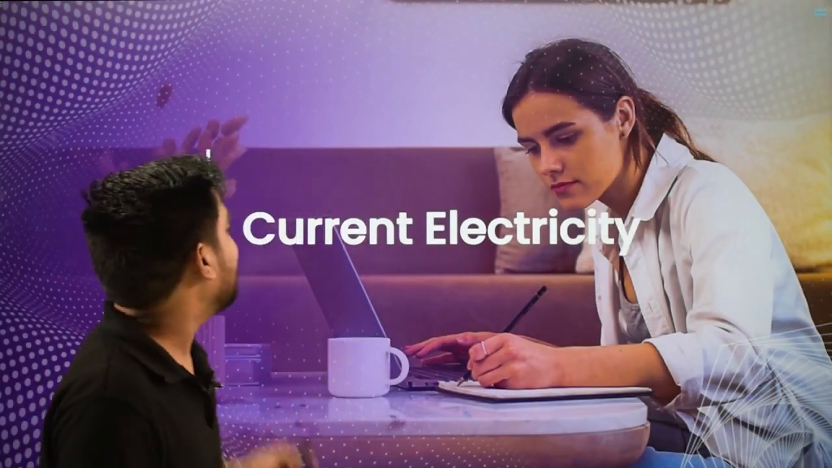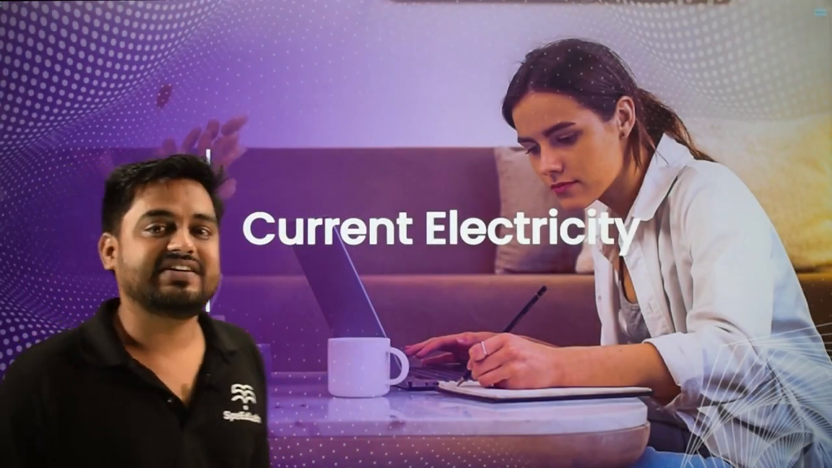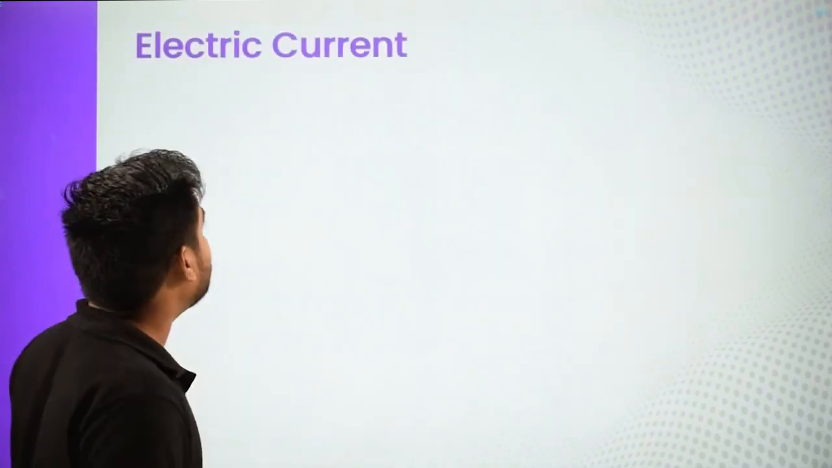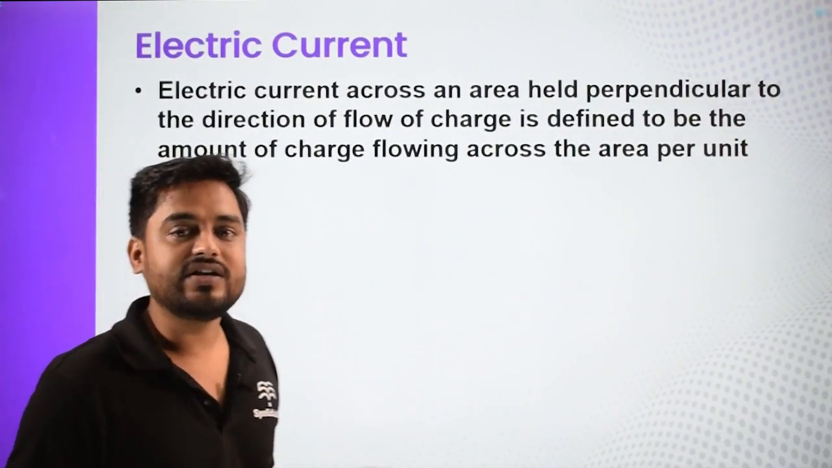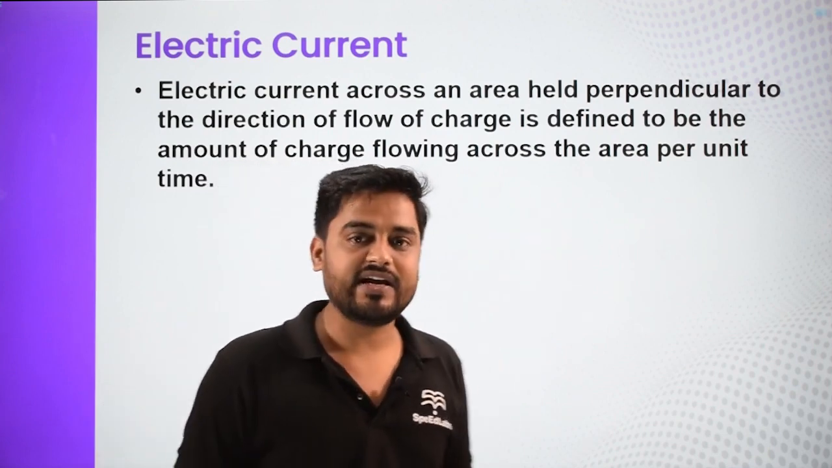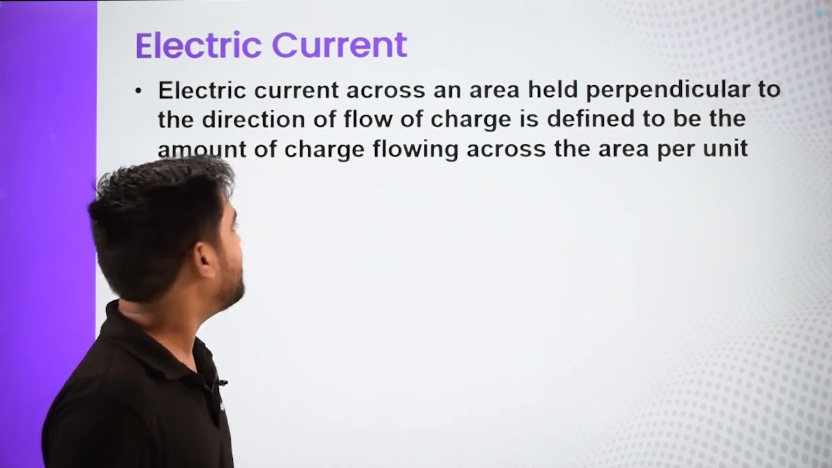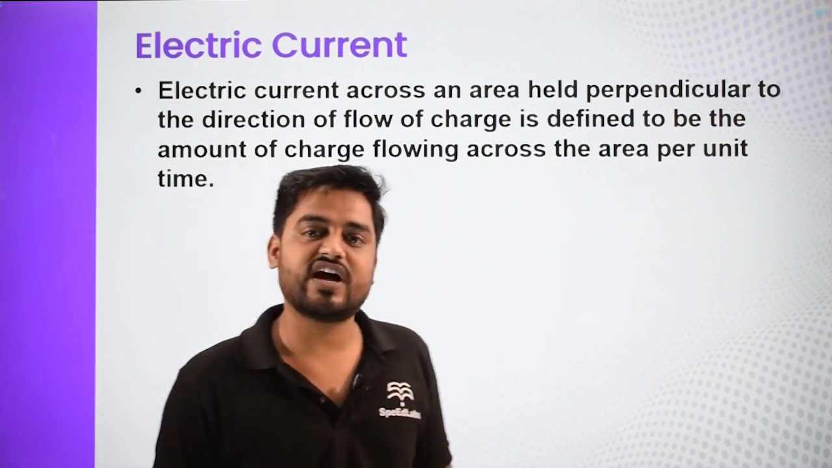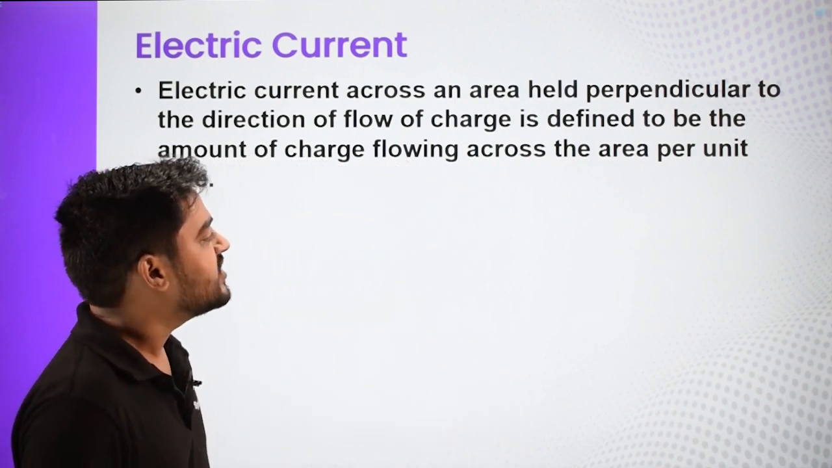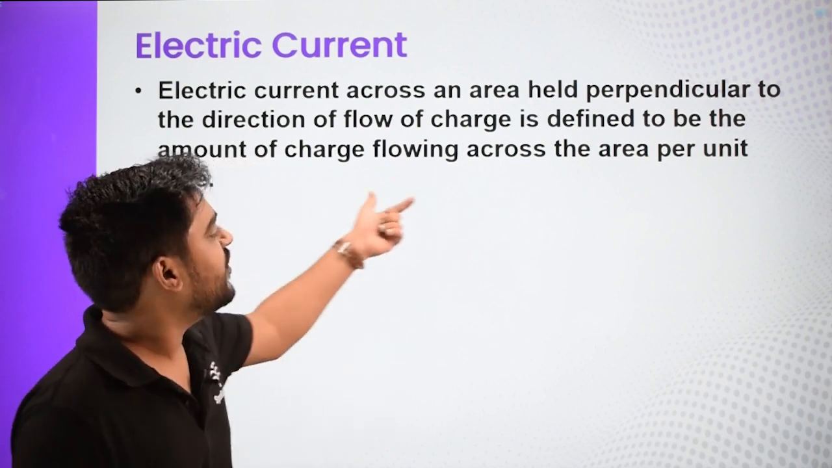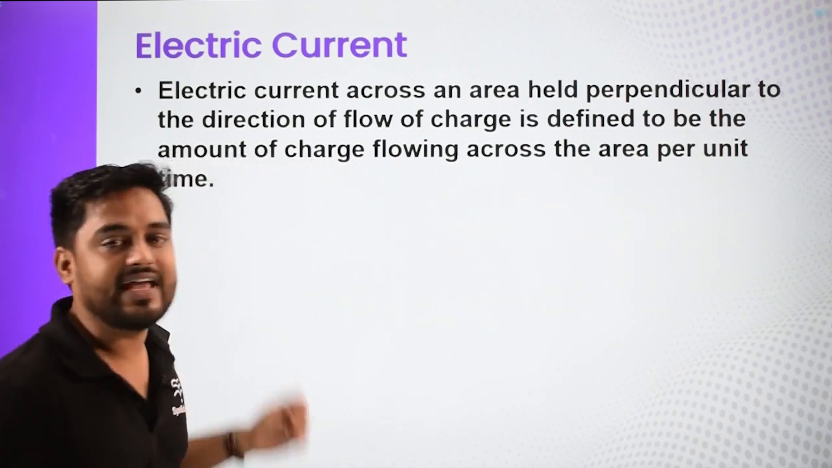Hi everyone. Now let us start current electricity. So first let us define our electric current. So how do we define electric current? Electric current across an area held perpendicular to the direction of the flow of charges is defined as the rate of charge flow, or we can say charge flowing across an area per unit time, right?